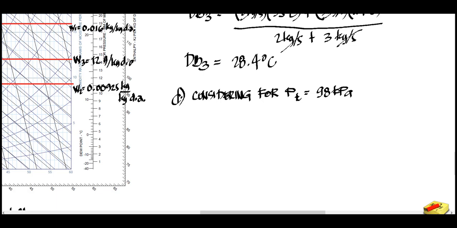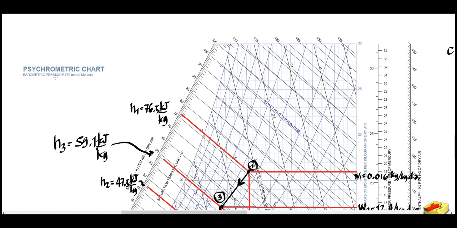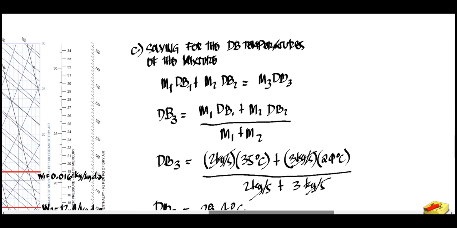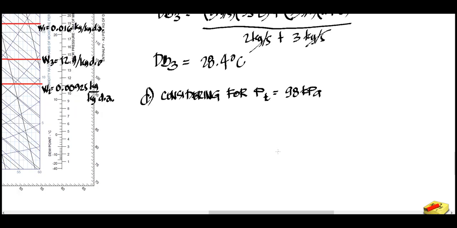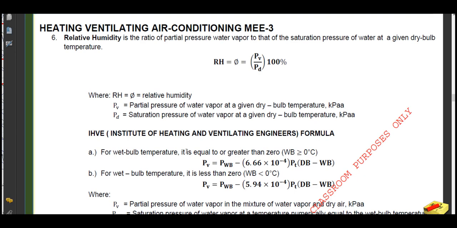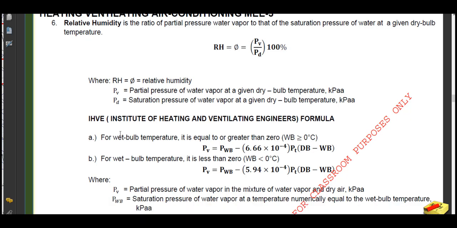Okay, so next is letter D, considering a total pressure of 98 kPa. This time we have a different situation, since our psychrometric chart is only for the barometric pressure, which is atmospheric, 101.325 kPa. So this time, it is at a different, lower pressure. So we'll be using the equation from the IHVE, Institute of Heating and Ventilating Engineers, to get the value of your wet bulb. For wet bulb temperature equal to or greater than 0, we can use this one.